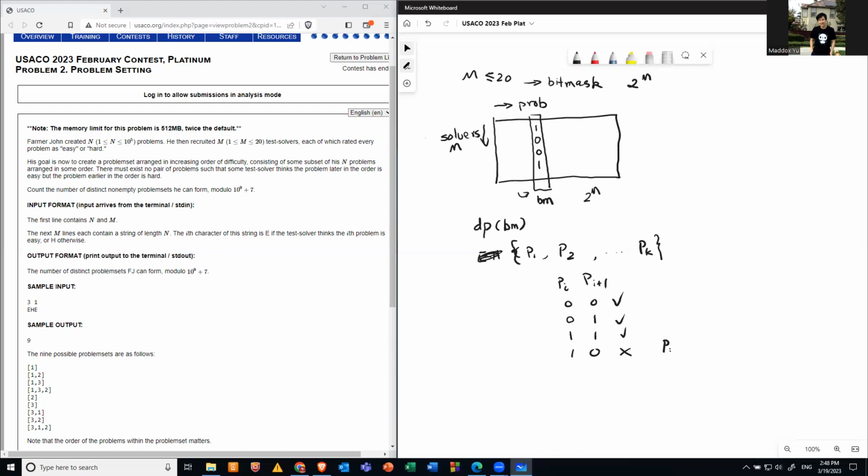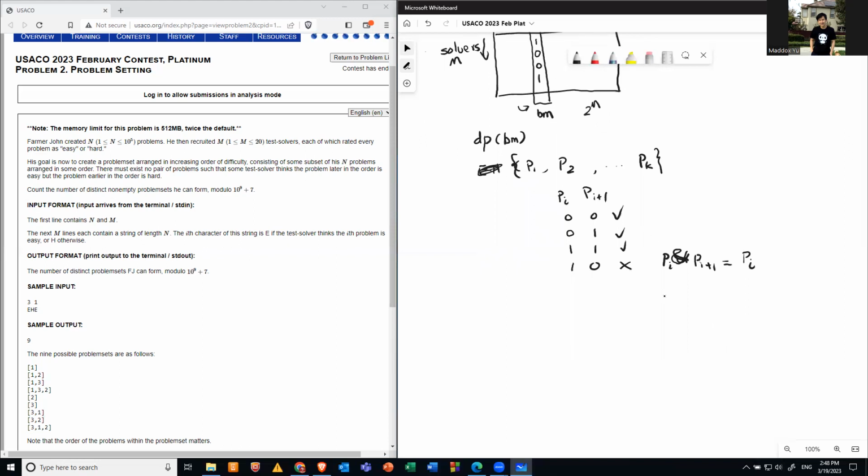So that means if you look at the relationship between those two, P of I plus 1, if you AND those, has to be P of I. So it has to be in the front. That applies to the bitmask: BM of I plus 1 AND BM of I has to be BM of I.